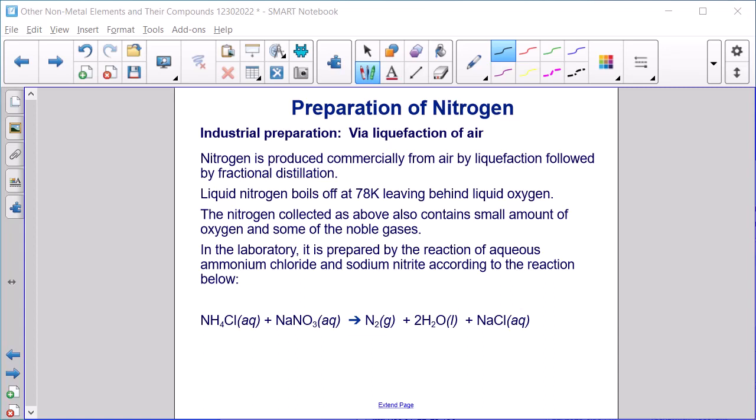In the laboratory, it is prepared by the reaction of aqueous ammonium chloride and sodium nitrite, according to this reaction, which evolves nitrogen gas.